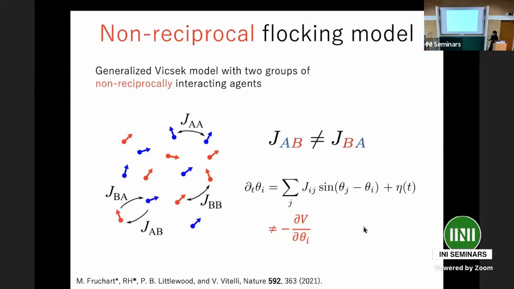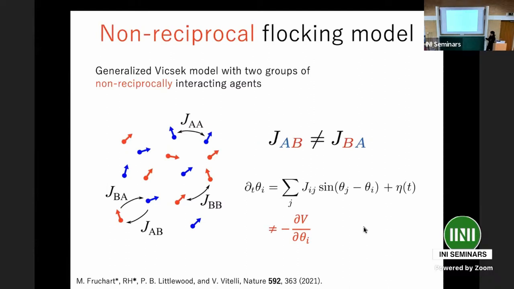Just to give an example, or a feeling of what happens, let me consider a very simple model, which is the non-reciprocal Vicsek model. This model is just our favorite XY model, but generalized here so that it's composed of two groups, A and B, blue and red. The A group wants to align. They reciprocally interact and try to align, just like the usual case, and it's the same for B too. But the special thing here is that we are assuming that A and B are non-reciprocally interacting, meaning that J_AB and J_BA can be different, meaning that the system is not reciprocal.